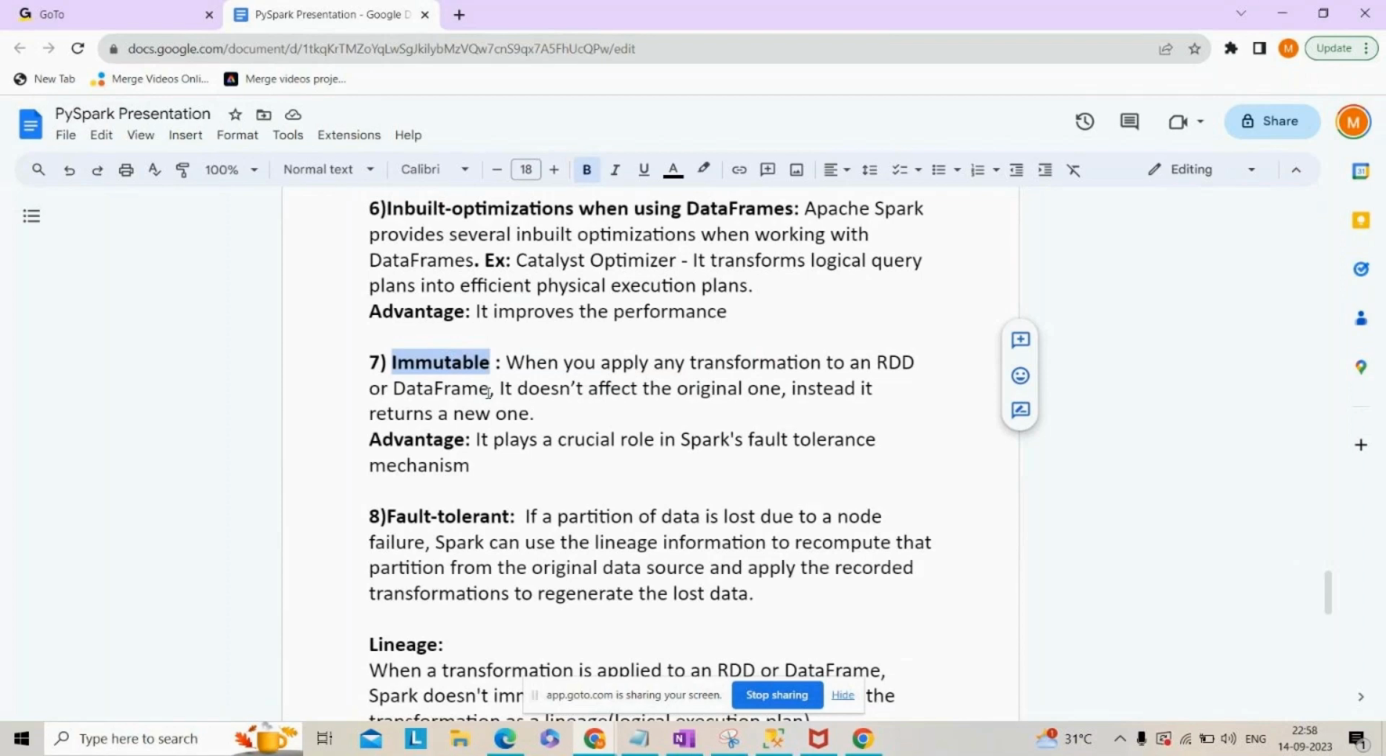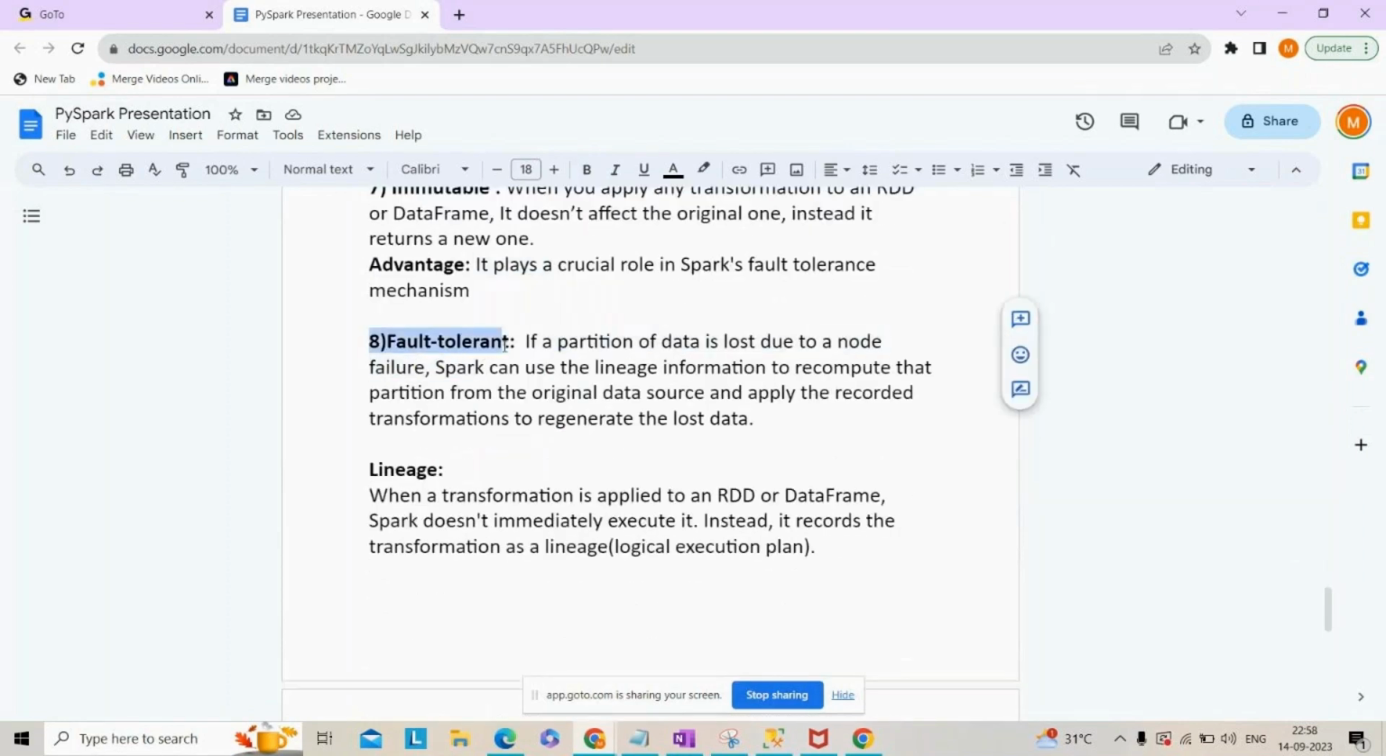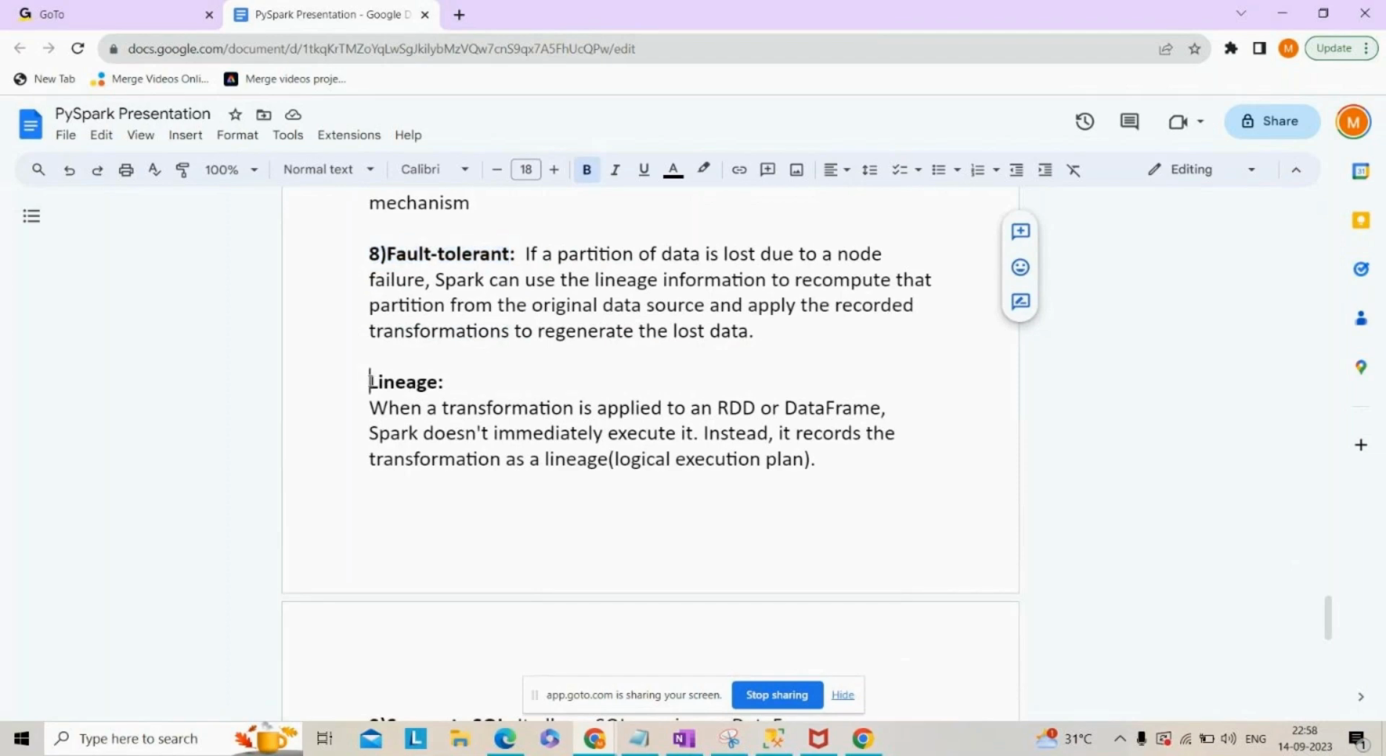Immutable. When you apply any transformation to an RDD or data frame, it doesn't affect the original RDD. It creates a new RDD. What is an advantage? It plays a crucial role in Spark's fault tolerance mechanism. Right.